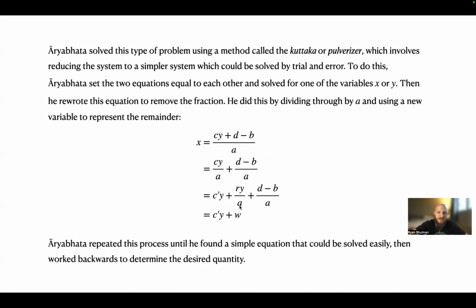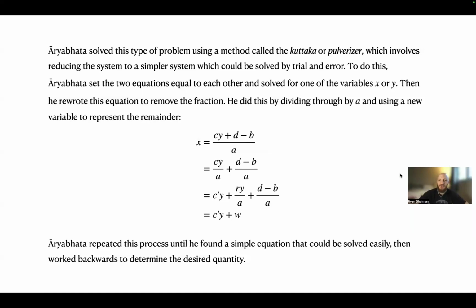And then this is the important part, that we then introduce a new variable to remove these fractions. We just say, okay, whatever this ry over a plus d minus b over a is, don't worry about it too much. I'm just going to call it w. So he rewrites x to be c prime y plus w. And then he repeats this process until he finds a simple equation that could be solved easily. Again, by easily, I mean literally testing just a couple of values and finding the answer. And then he would work backwards to determine the desired quantity.